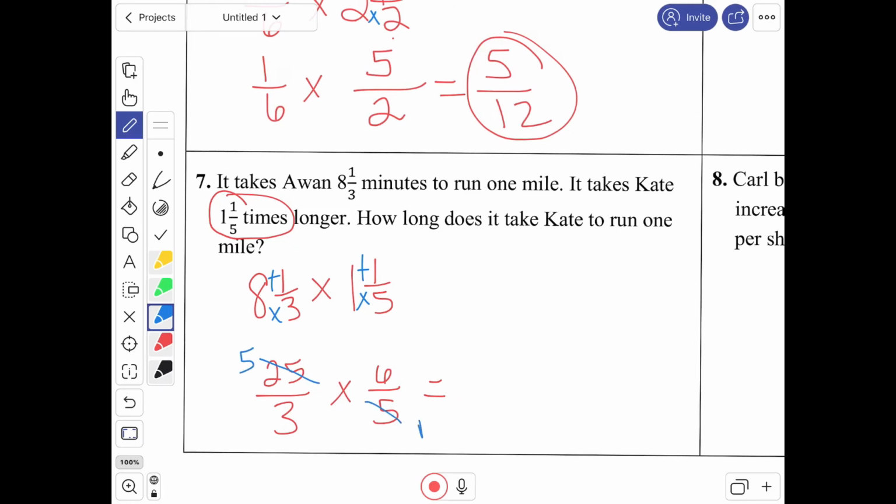5 goes into 25 5 times. 5 goes into 5 once. And also 3 and 6. So 3 divided by 3 makes 1, and 6 divided by 3 makes 2. You can simplify any as long as one number's on top and one number's on bottom. So 5 times 2 makes 10, and 1 times 1 makes 1. That's 10 minutes.